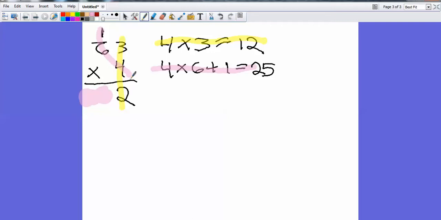Now we've already done that over here, so all you have to do is make sure you put the numbers in the right spot. 4 times 6 plus 1, 5. If we had another number right here, then you would multiply that number also, but you don't have to do that. So we're just going to write the 25. So 63 times 4 would equal 252. That's what we have already done. We've already learned how to do that.